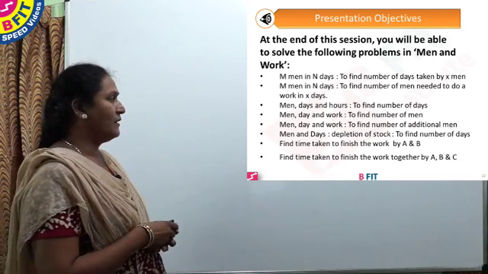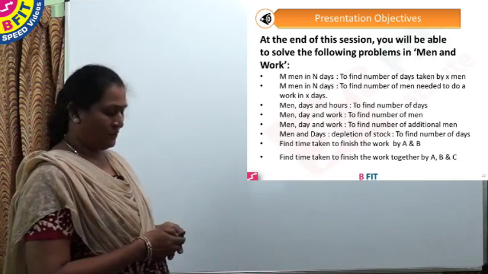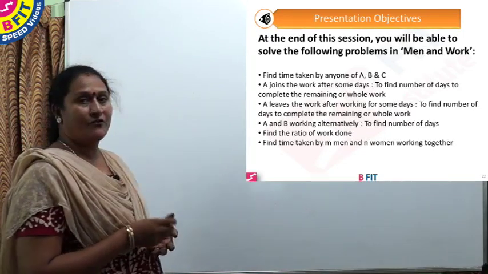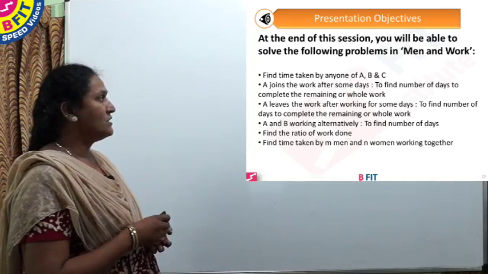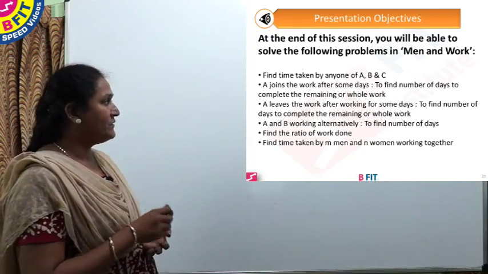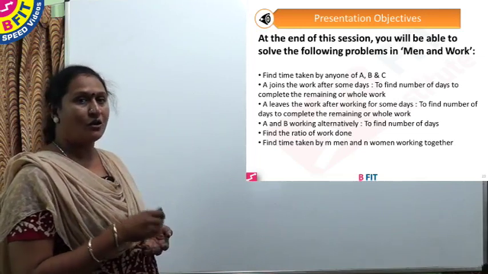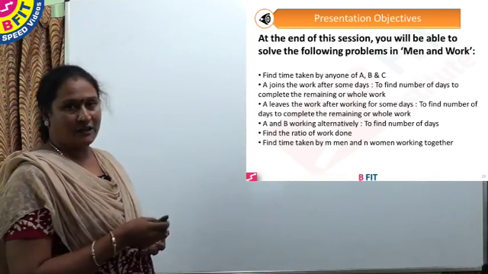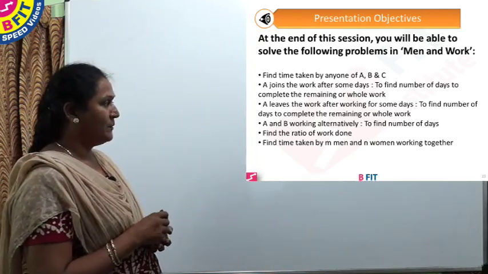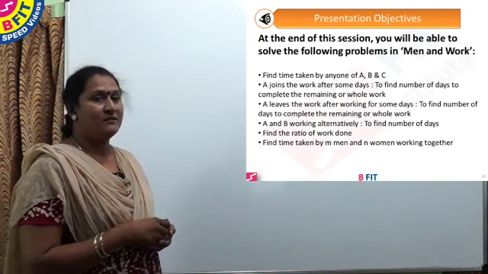And to find the time taken by A and B to finish the work, the time taken by A, B and C together to finish the work, and also the time taken by any one of A, B and C if A joins the work after some days, to find the number of days to do the remaining work, or if A leaves the work after working for some days, to find the number of days to complete the remaining work or the whole work, A and B working alternately, or to find the ratio of work done, and also to find the time taken by m men and n women working together. Now we'll see the working of the questions.